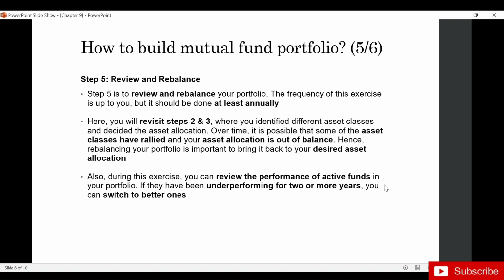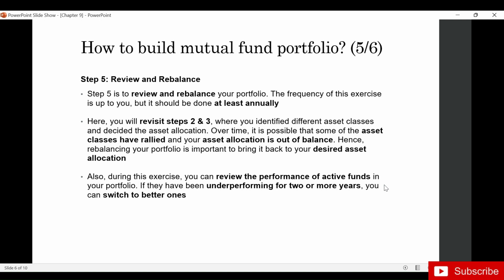Now, we move on to step 5, which is to review and rebalance the portfolio. The frequency of reviewing and rebalancing is up to the investor, but in my opinion, it should be done at least annually. Here, what you will do is revisit steps 2 and 3 where you have identified the different asset classes and decided the asset allocation. Over time, it is possible that the stock markets have given good returns, or the debt proportion of your investments has given good returns, and your asset allocation in that case will be out of balance.